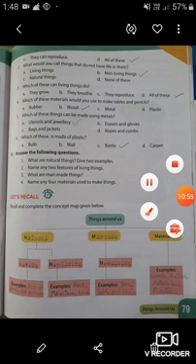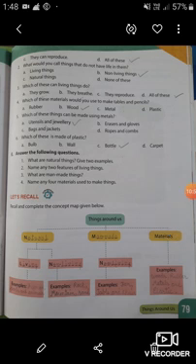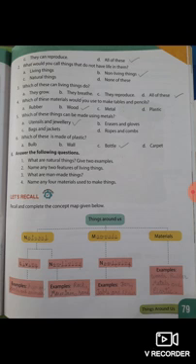So students, I hope you understand all the exercises of chapter number 8, that is things around us, very well by this video. Now you have to complete question number E and this concept map in your fair copy, and you have to learn all the question answers of this chapter.